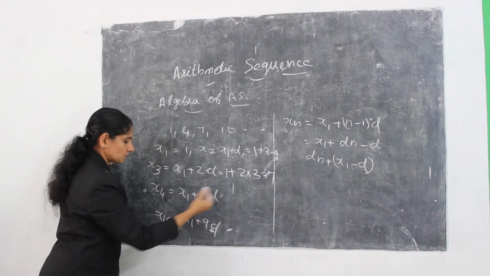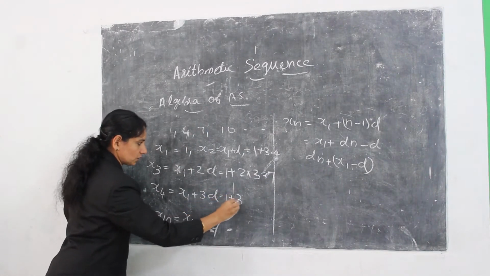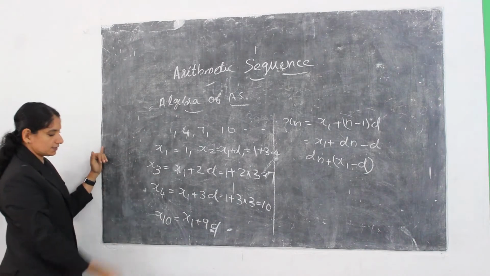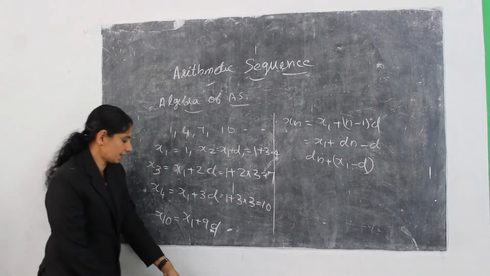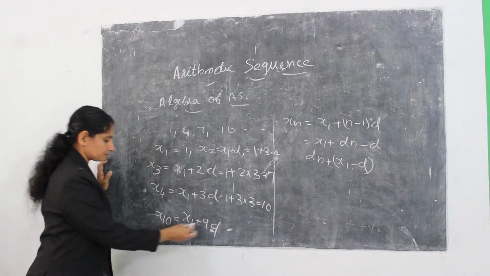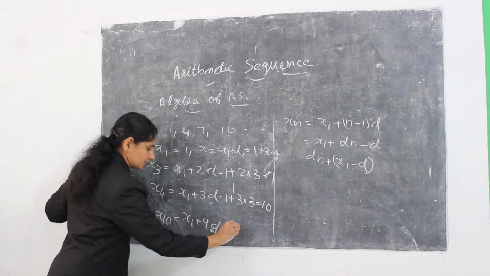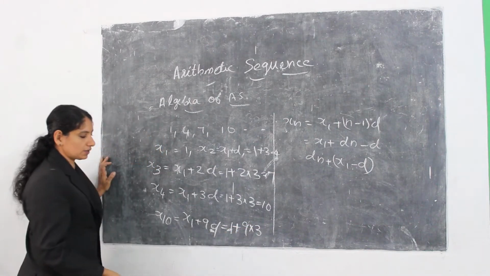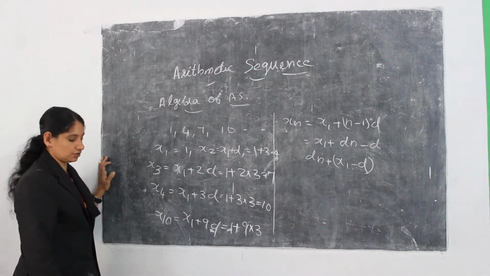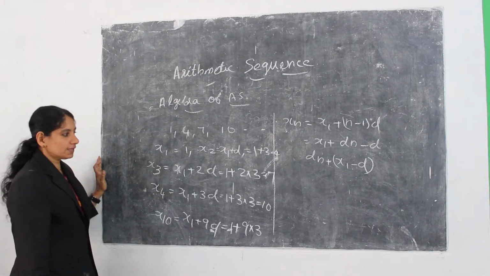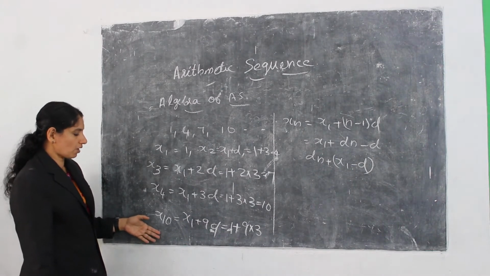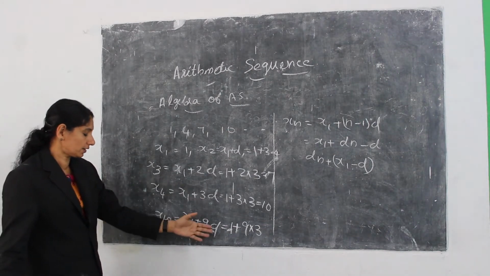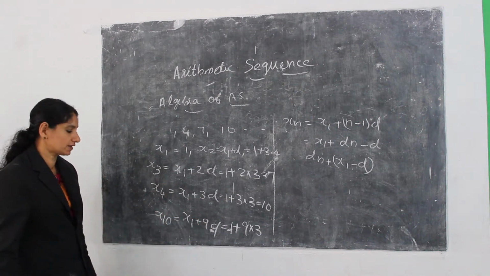Again x4 is equal to x1 plus 3 into 3, that is 1 plus 3 into 3 is equal to 10. That is this 10. Then x10: add 9 times the common difference to the first term, is equal to 1 plus 9 into 3. 9 into 3 is 27 plus 1, 28. x10 is equal to 28. Similarly, we can find the 25th term. How? x25 is equal to x1 plus 24 times the common difference.